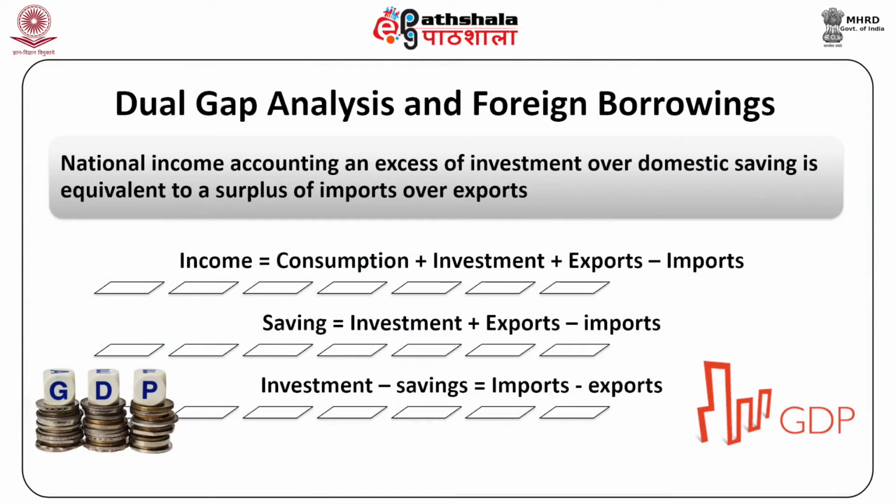In national income accounting, an excess of investment over domestic savings is equivalent to a surplus of imports over exports. The national income equation can be written from the expenditure side as income is equal to consumption plus investment plus exports minus imports. Since saving is equal to income minus consumption, we have saving is equal to investment plus exports minus imports, or investment minus savings is equal to imports minus exports.